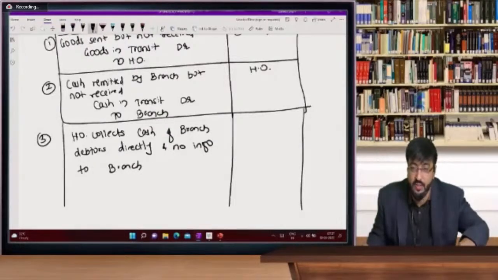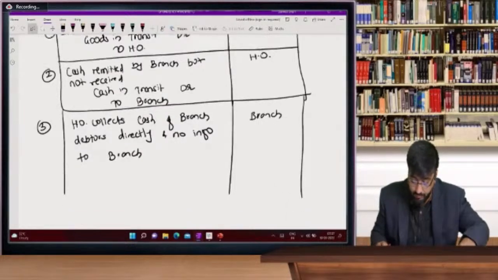Now who will do this entry? Third entry. The branch has no information, which means the branch has not passed this entry. So the reco entry will be passed by the branch.